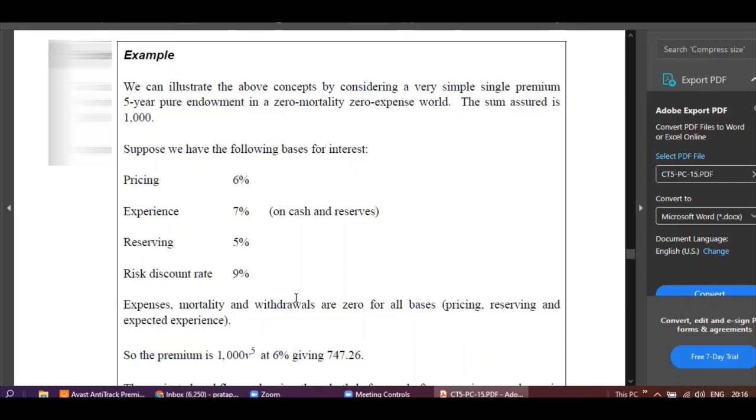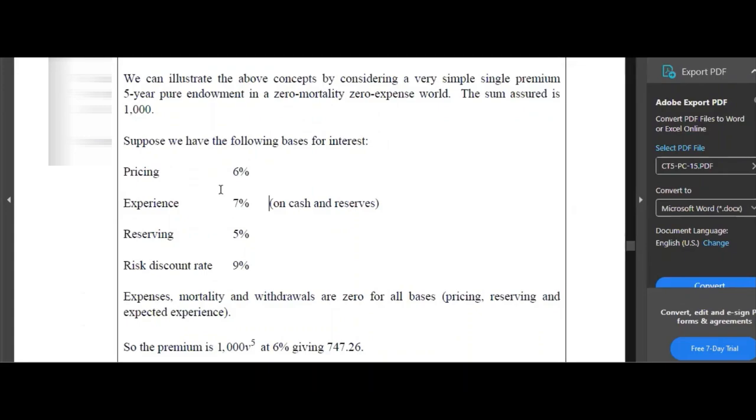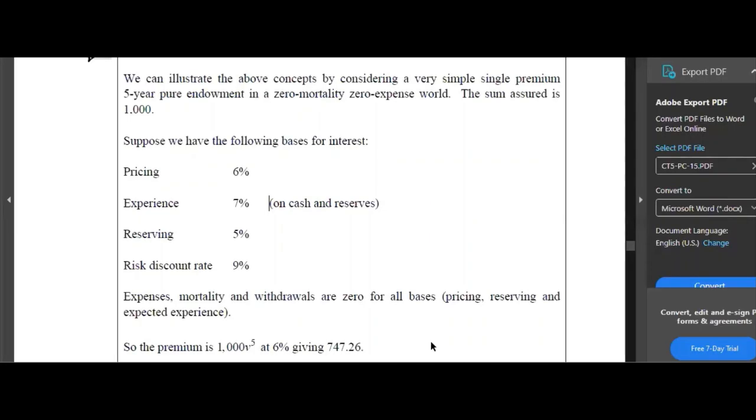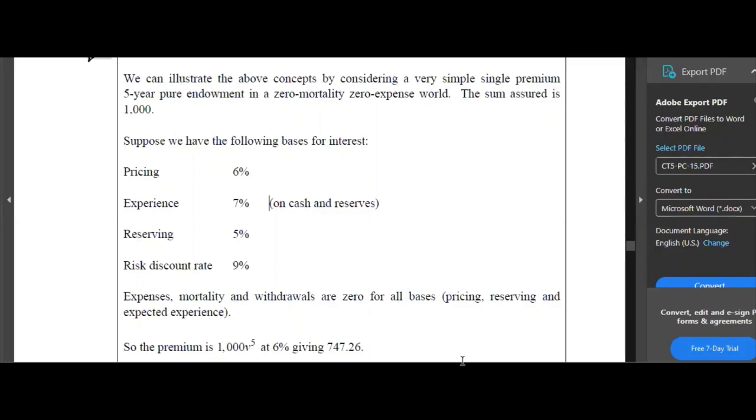Premium is this. Who can answer? Why have they written premium is this? You answer. Zero mortality. There is zero mortality, so premium will be this. You apply, you tell me the equation of value. If age is not given, I can take X, because it's a zero mortality world, it doesn't matter. Any age you write, people are immortal. And if you see, the summation is 1000.